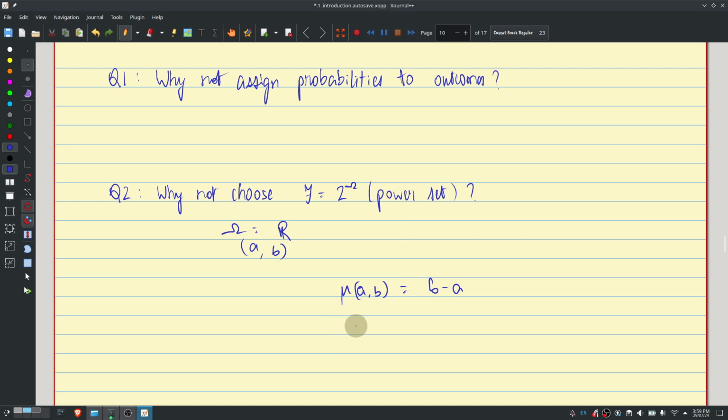So if you're interested, you can look at this particular set called the Vitali set. This is one example of a set where if you define this as the length of a particular set, then the Vitali set cannot be assigned a unique measure. You can try to compute the measure in two different ways and you'll get two different answers.